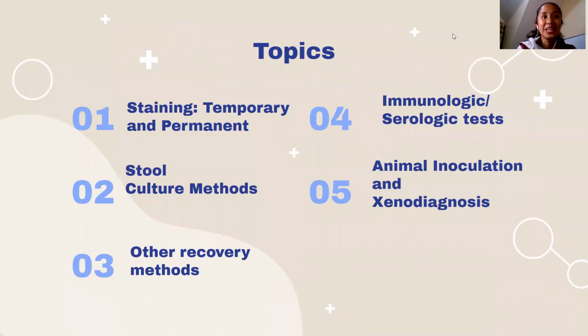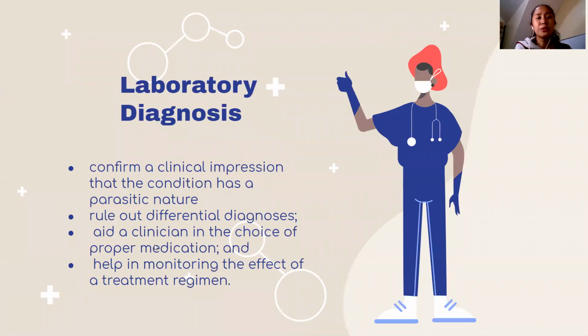Okay? So today we're going to talk about the different stains that we usually use, an overview on how we culture the parasites, usually mga protozoa, and other recovery methods, a little bit. Actually, we discussed this already. Some of the recovery methods are your cellophane method for your Enterobius vermicularis. We have your serologic tests, yung mga immunoassays, a little bit of molecular tests, and animal inoculation, specifically xenodiagnosis. Yan. So let's start.